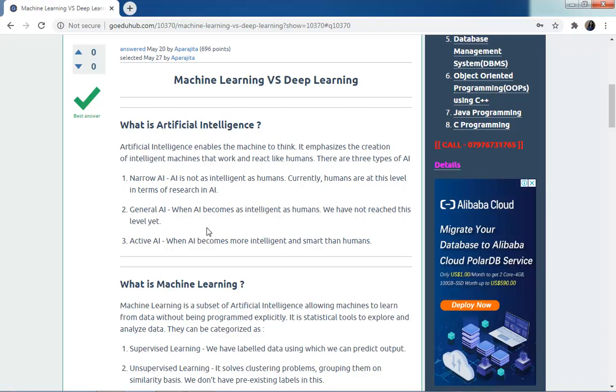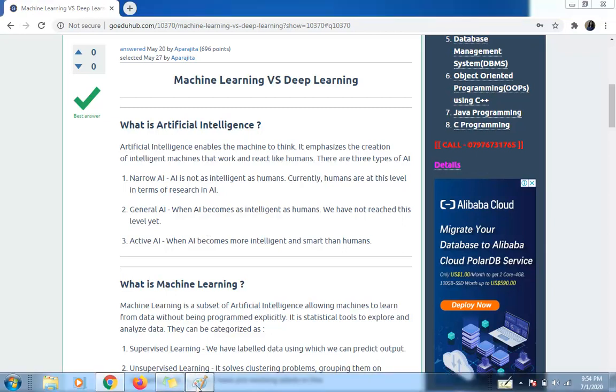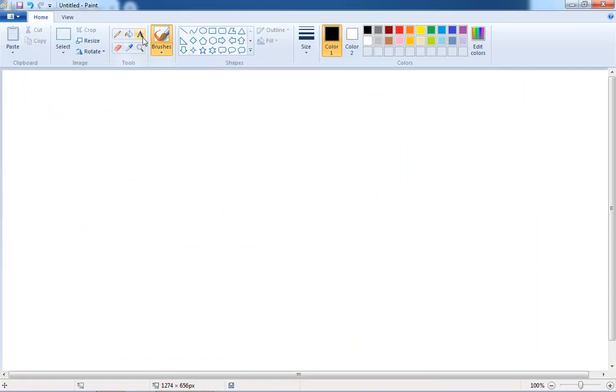Why are we using artificial intelligence, and why is it getting so much attention nowadays? It is a very old field. If you go to the history of artificial intelligence, it was first coined in 1956, but nowadays it is getting more and more attention. The question that should come to your mind is why? Because we have two things nowadays. I'll tell you in the paint.